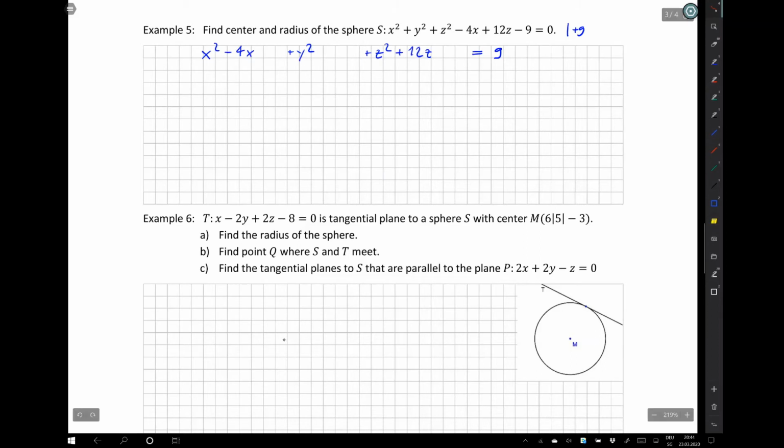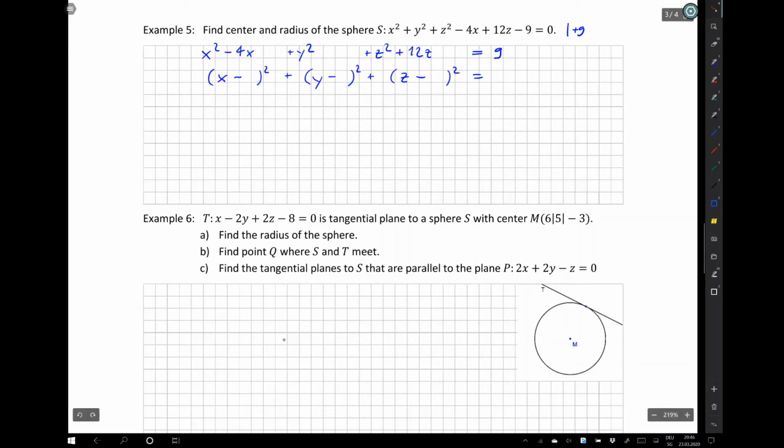Let us add 9 on both sides so we get the constant term to the right side. And then we rearrange the terms on the left side so that first we have the x squared, then the x's, then we have the y squared, then the y, here there are none, then the z squared, and then the z, and always leave a little bit of space before the next variable appears.